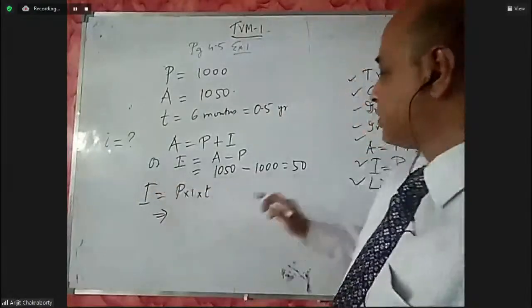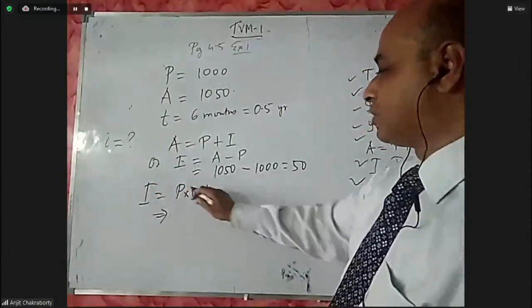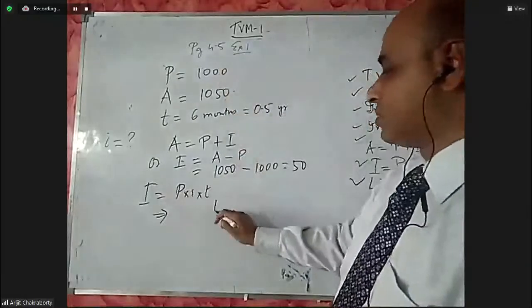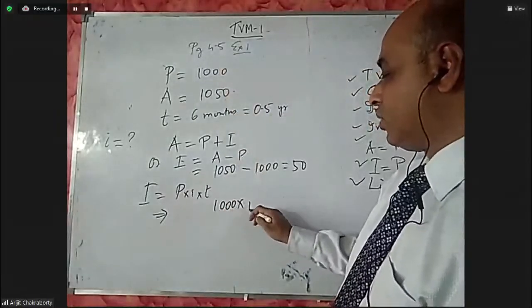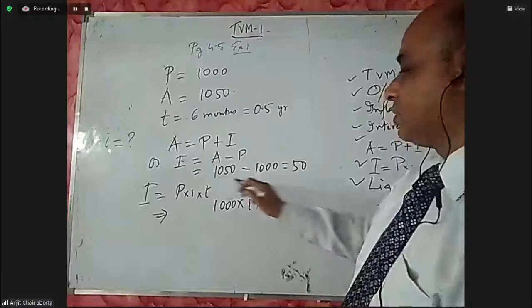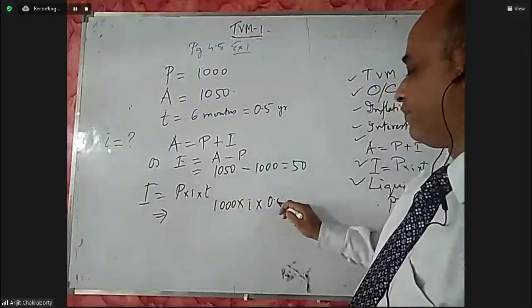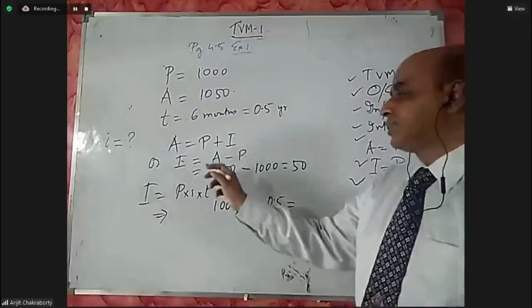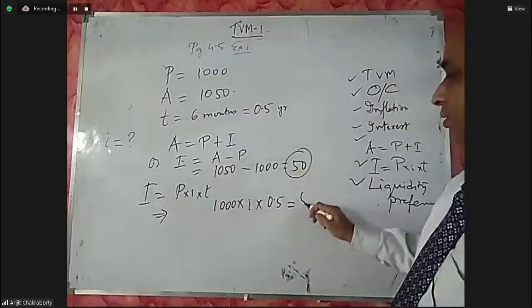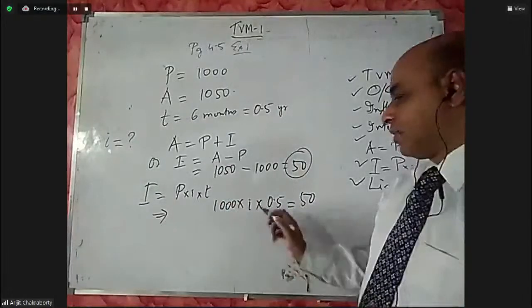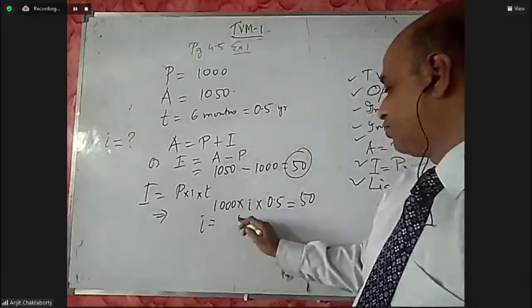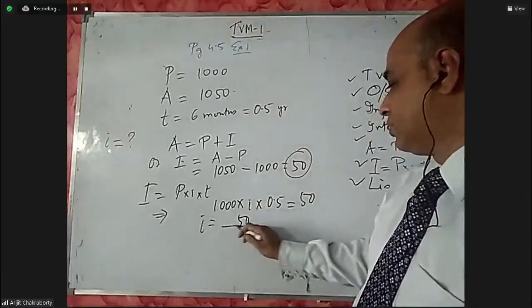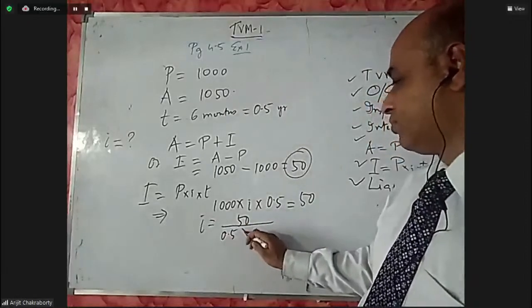Here, interest is how much? P × I × T, let me try. P is 1000. Into I, we don't know I, and the T is 0.5. This is equal to 50, this 50. So I will be equal to how much? 50 divided by 0.5 into 1000.